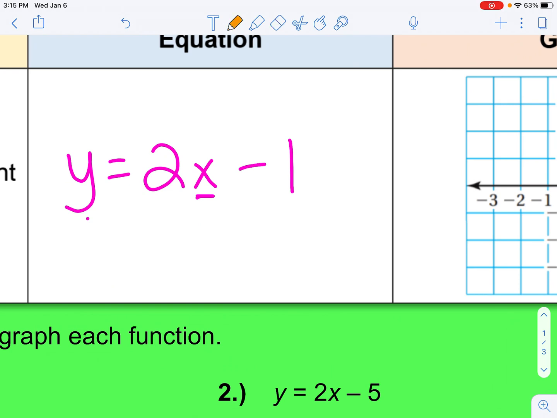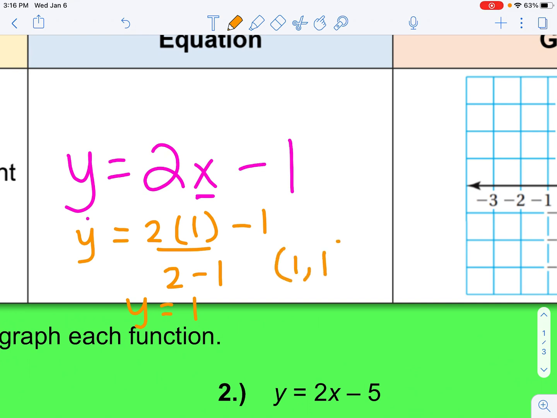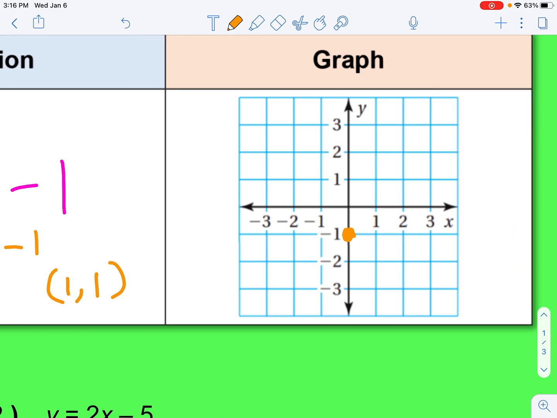Now let's put in 1 for x. So we have y equal to 2 times 1 minus 1. Going back to order of operations, we need to multiply first. 2 times 1 is 2. 2 minus 1, y is equal to 1. So our x value is 1, our y value is also 1, so that's our coordinate. Let's go over here and graph it. We're moving to the right 1, and we're moving up 1.